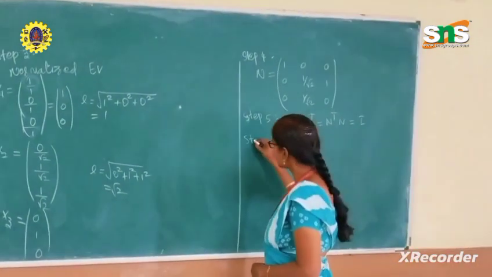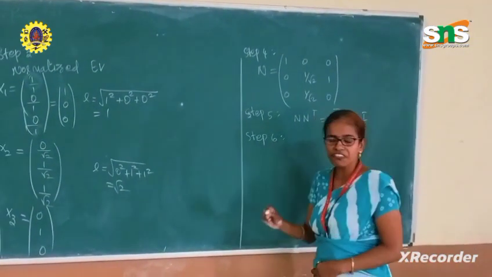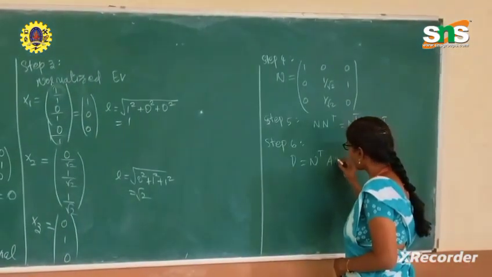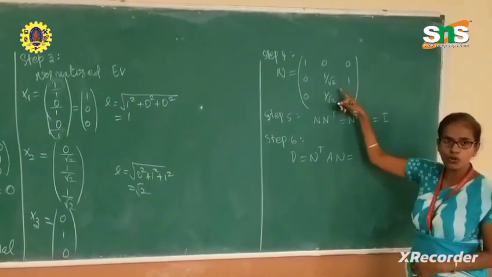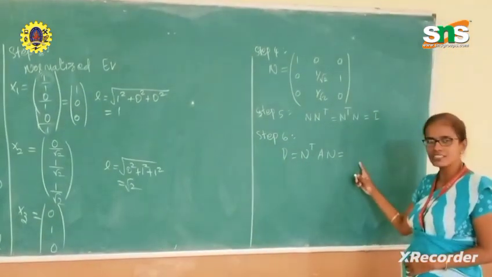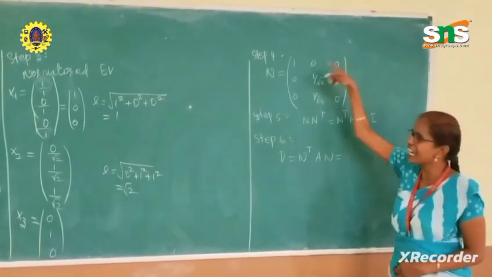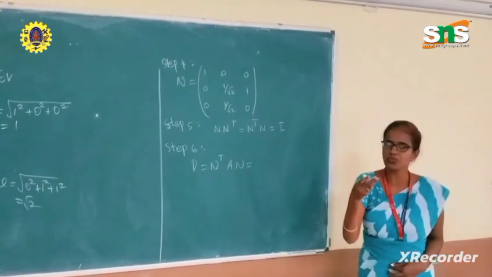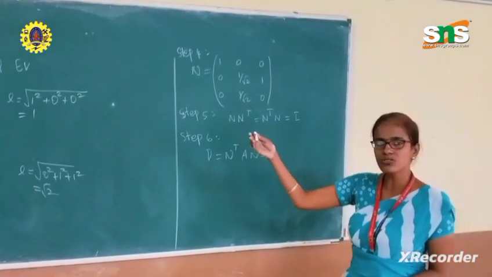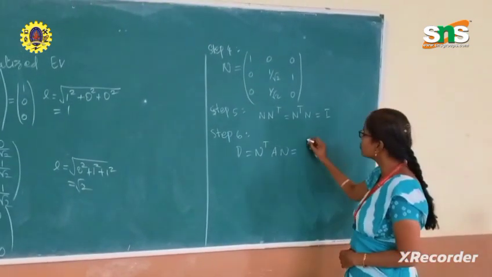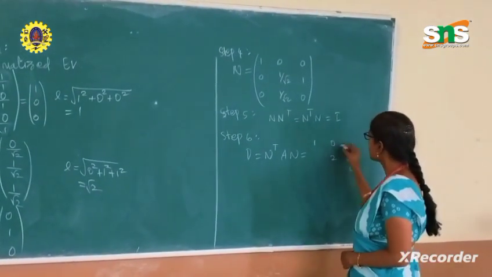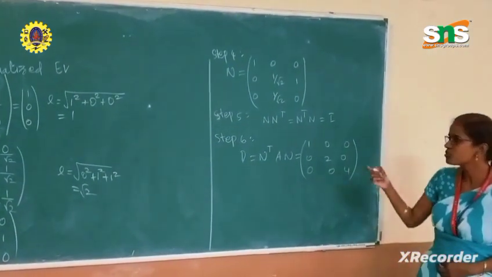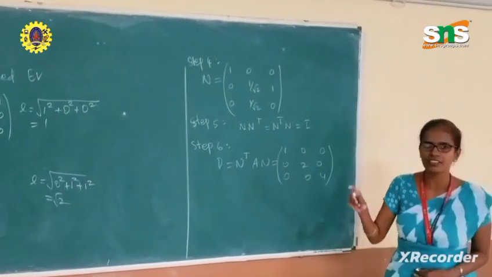Step number 6 is to find the diagonal matrix. The formula is D equal to N transpose A N. N transpose is obtained by changing rows to columns, and A is the given matrix, and N is the same modal matrix. We multiply one by one and finally get one matrix. We already know the concept: in the diagonal, the eigenvalues are placed. The eigenvalues are 1, 2, 4, and the remaining elements are 0. I want to verify whether I am getting this matrix. This is called the diagonal matrix of the given matrix. Thank you.